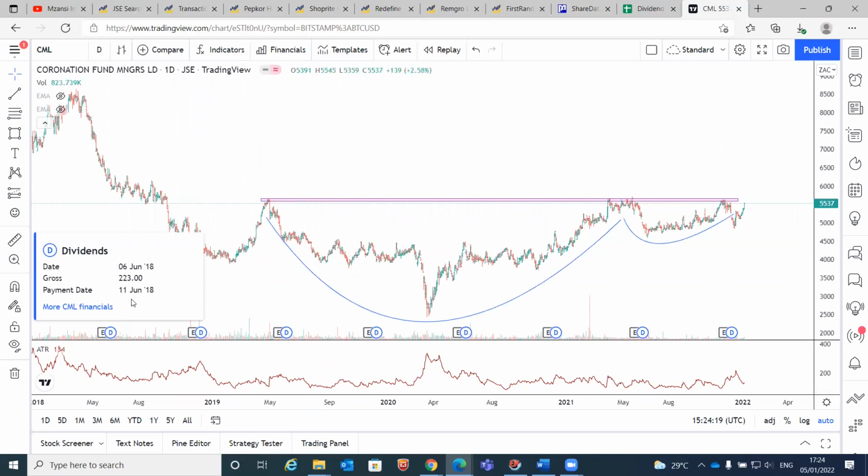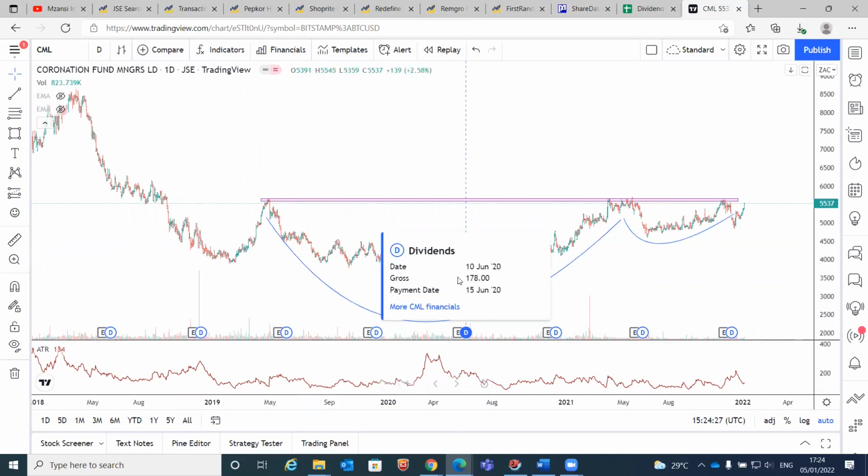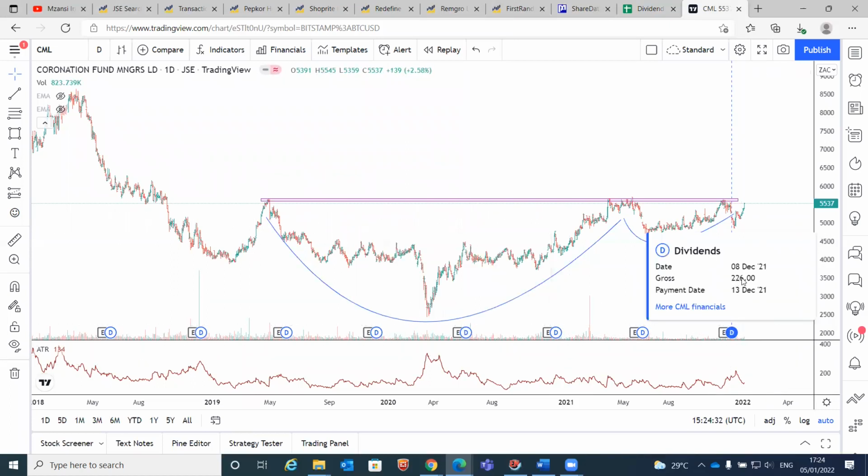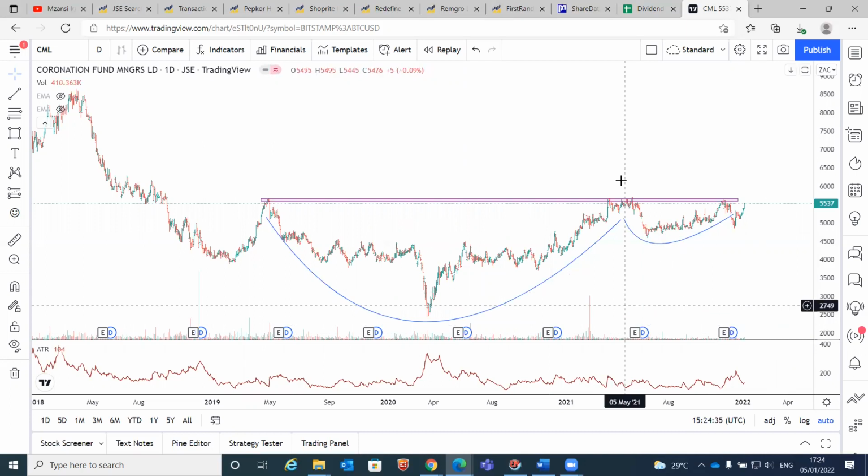If you look at 2018 there, they paid a dividend of about 2.23 rand. When the share price was closer to its lowest, they paid a gross dividend of 1.78 rand. And then recently they paid a dividend of 2.26 rand. Now, remember, I trade a lot. What you see here is a pattern that is called a cup and handle. With this pattern, we normally see the price set a large range and then start to form a smaller range there. The level where this resistance becomes is called a neckline.